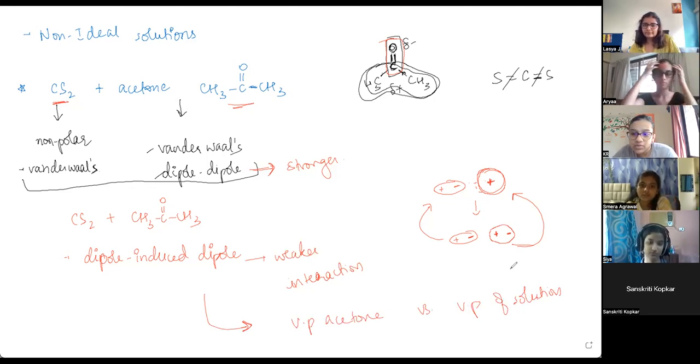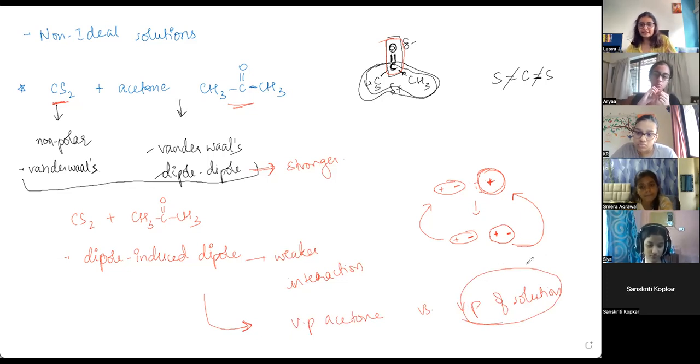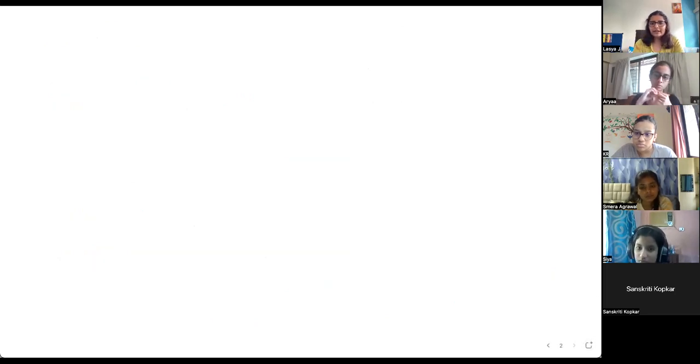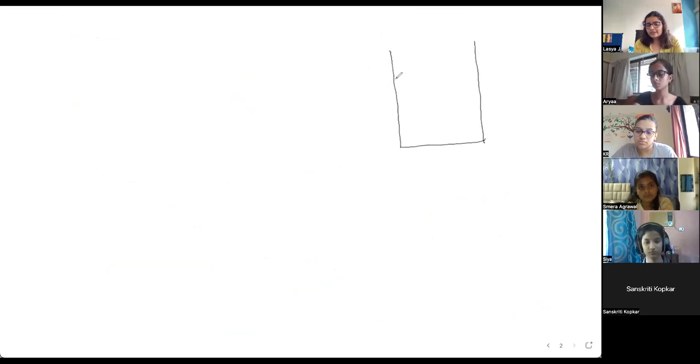Dipole-induced dipole. This will be more like it will vaporize more, right? Solution ka. So when they did the experiments, they were looking at the vapor pressure values and all that. They found out that, see, ideally, if Raoult's law was followed and everything, it's supposed to be a straight line.